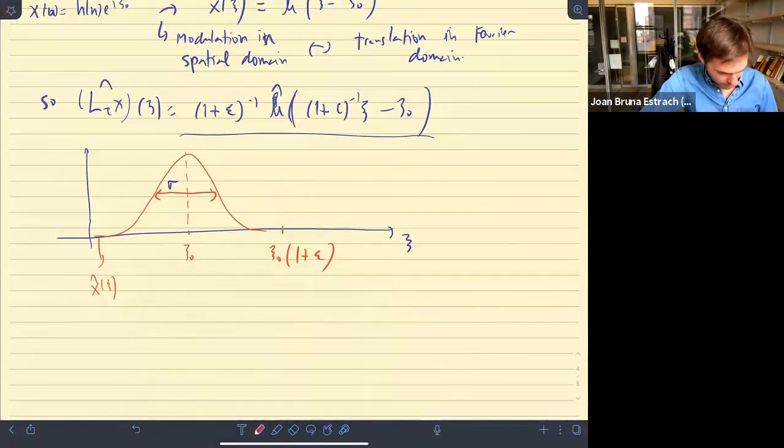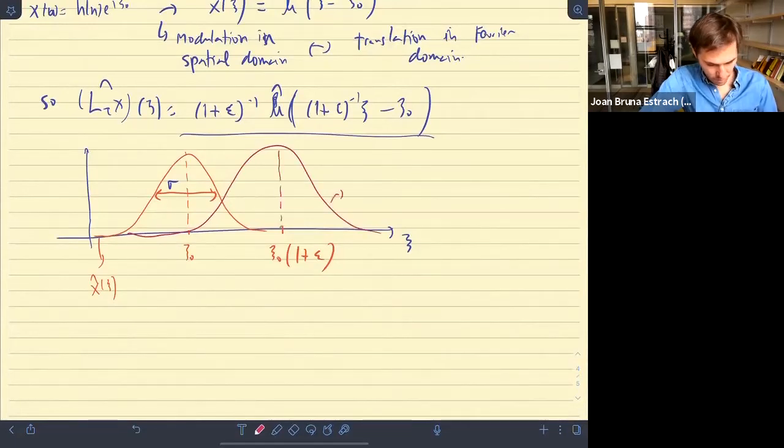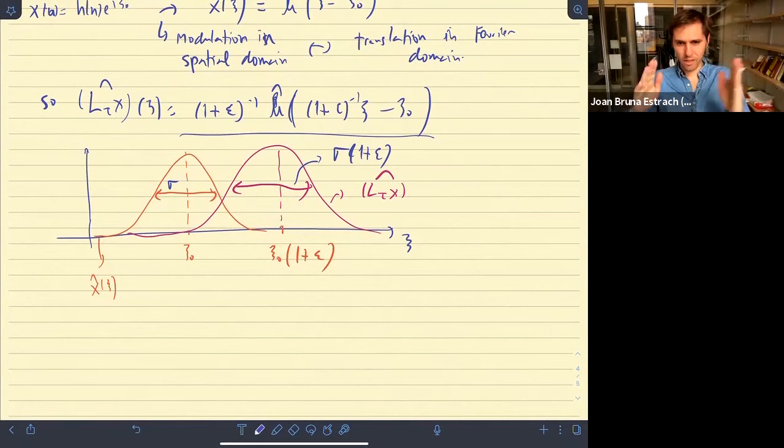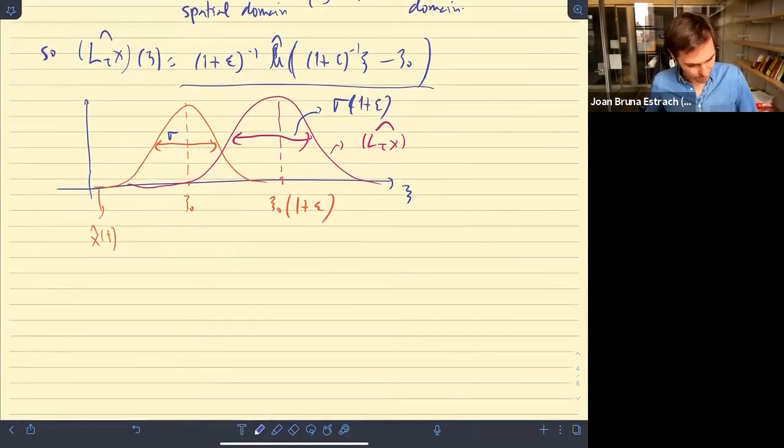So if I just put everything together, now I have the Fourier transform of x that has two parameters that now become sigma times 1 plus epsilon. Okay, so basically I had two parameters before, the bandwidth and the central frequency, and when I apply a dilation, these two parameters evolve, and they have been multiplied by 1 plus epsilon. And now we can see what happens, right?